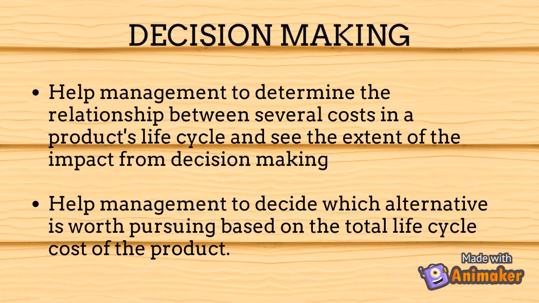Lastly is decision making. Decision making can help management to make better decisions when they can evaluate the relationship between several costs in a product's life cycle and see the extent of the impact from decision making. Besides that, it can also help management to decide which alternative is worth pursuing based on the total life cycle cost of the product and the estimated price at which it can be sold.